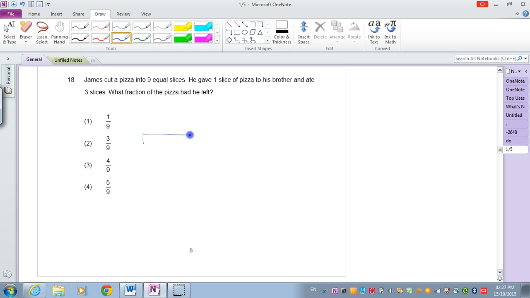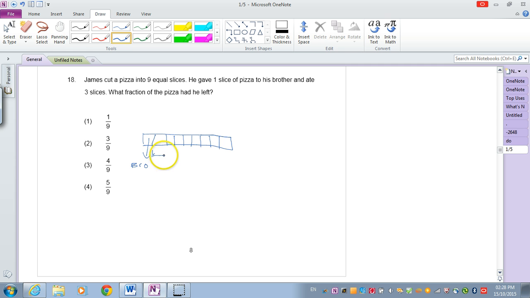He has 1 whole pizza, and he cut it into 9 slices. So I'm going to cut it into 9 equal parts. 1, 2, 3, 4, 5, 6, 7, 8, 9. Now he gave 1 slice to his brother, so this is given to brother. And he himself ate 3 slices.